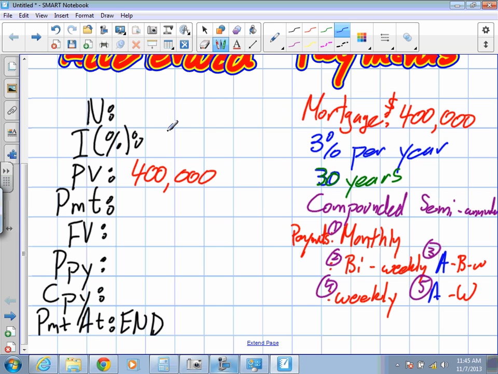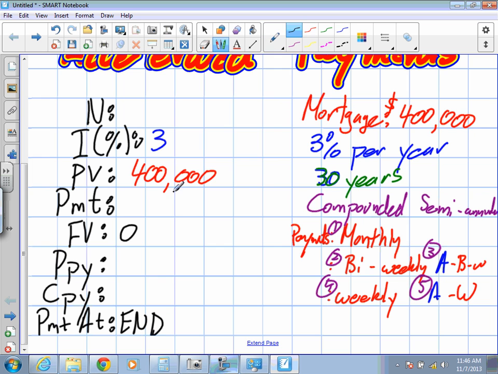Our interest rate is 3%. So on our financial calculator here, we're just going to put 3 in because it takes it as a percent. Okay. We're going to have to calculate our payments. Because our PV is 400, our FV is 0.